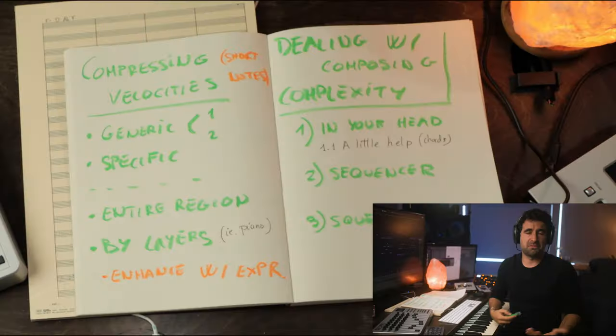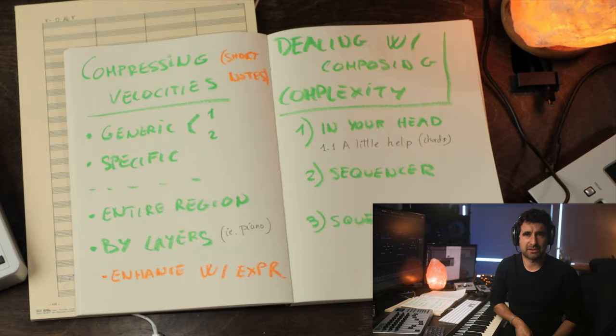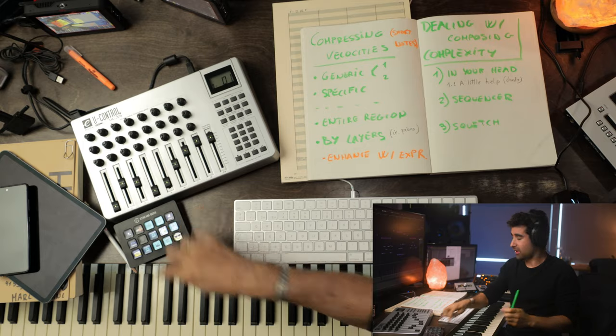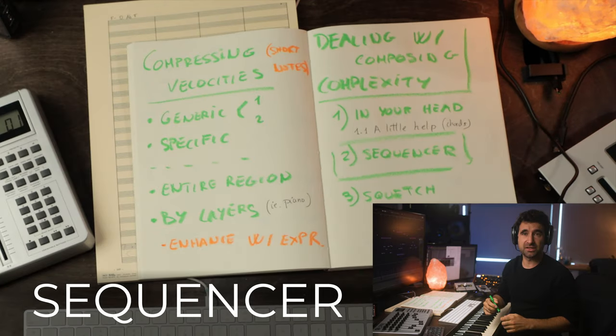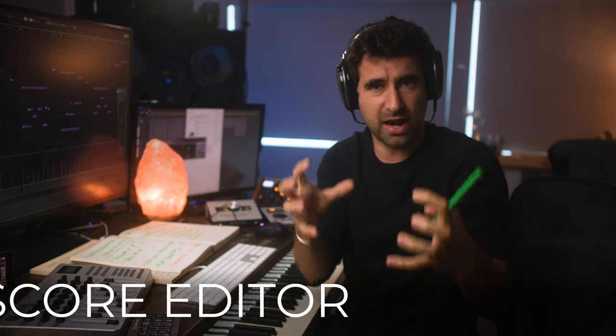Let's move to level 2 of complexity. Now music starts getting a little bit more complex. We're gonna compose something very short, maybe 4 bars, and we're gonna rely on the sequencer. We're gonna use the sequencer so we can see all the things that we need to see the same way that we would see them in a score editor.